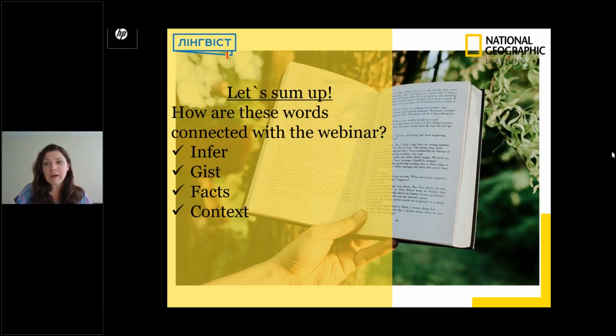So to sum up, look at these words and try to remember how they are connected to our webinar. I'm going to finish just in a second. Regarding the price, you will get the link to the book, so you can have a look. And also, if you have the Linguist discount for schools, for educational organizations, you also can use it.